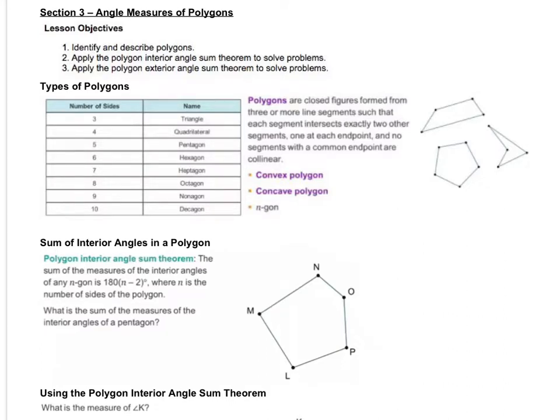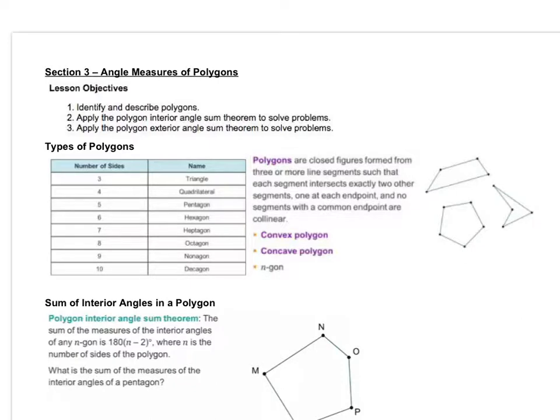Hello and welcome back. This is a new section in geometry, section 3 of Unit 8, called the angle measures of polygons. We're going to identify and describe polygons, apply the polygon interior angle sum theorem to solve problems, and do the same thing for the exterior angle sum theorem.